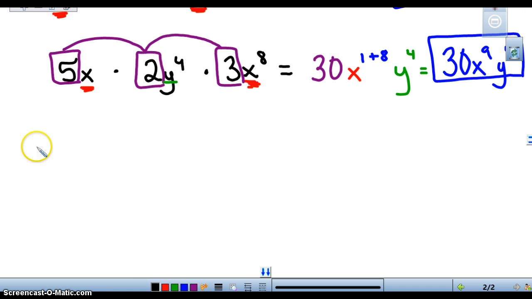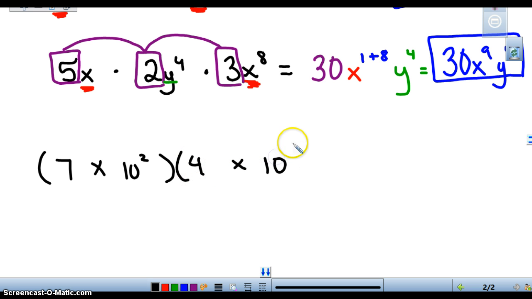Now we're multiplying numbers in scientific notation. Let's say we have 7 times 10 squared times 4 times 10 to the 5th power. What's our common base here? 10 is our common base. So that makes 7 and 4 what we're multiplying, right? It compares to our coefficients in the previous problem.